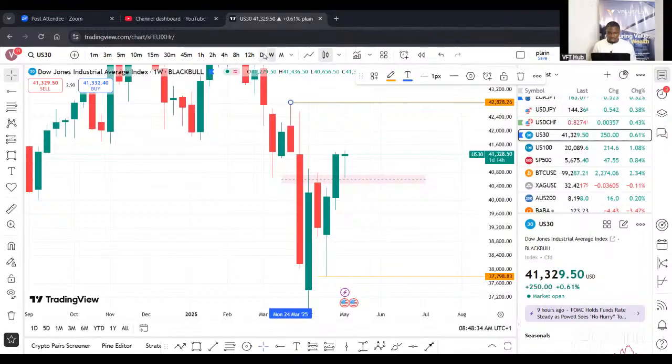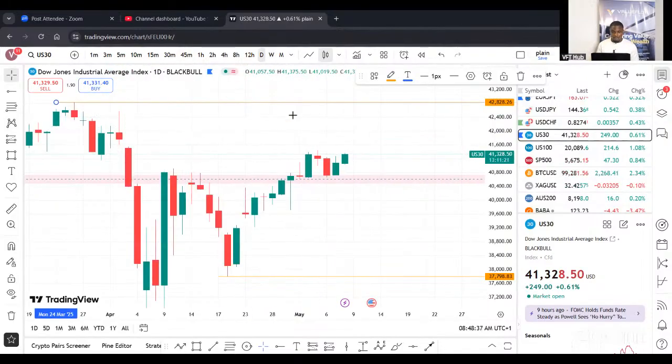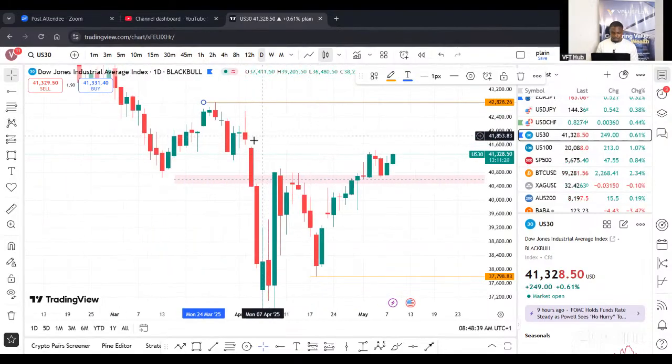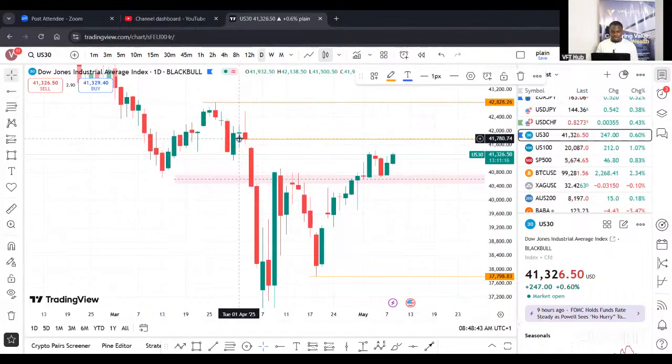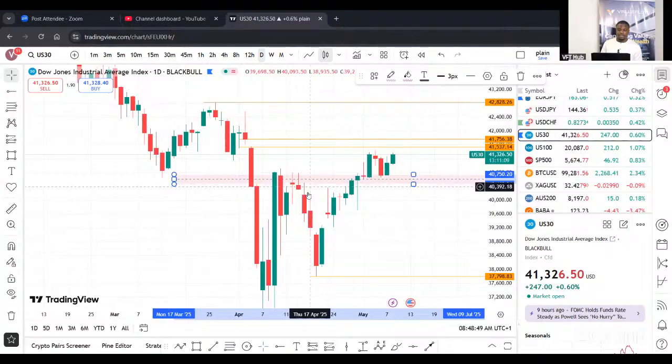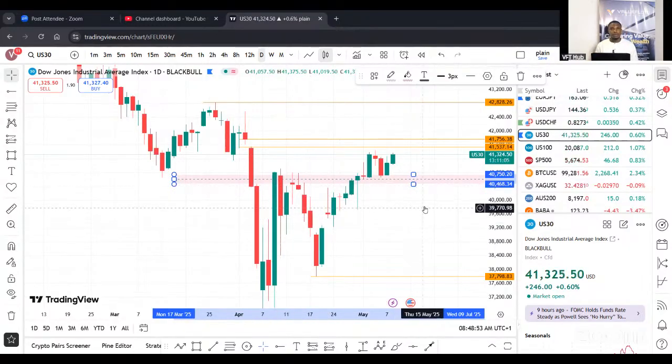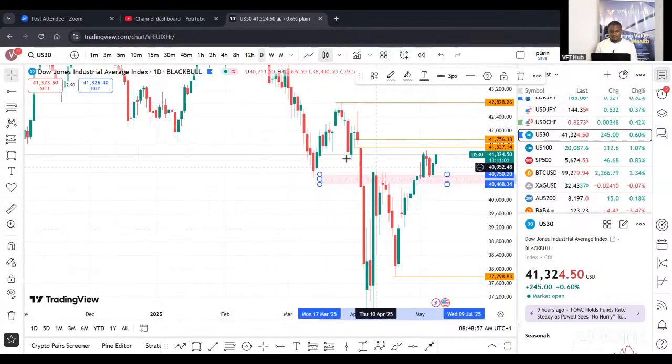That being said, let's go back to the daily time frame, right? Another thing that will draw markets to this point is this inefficiency, which I believe price has not filled yet, but price is going to fill this inefficiency. So today is like a buy day for US 30, right? Particularly for me, I'm looking at buys, right?